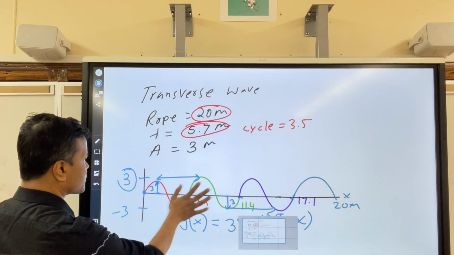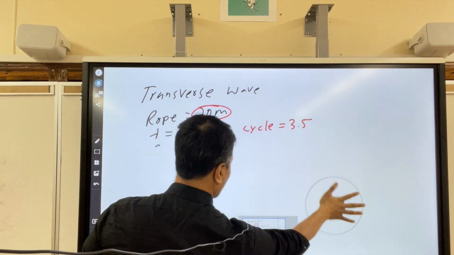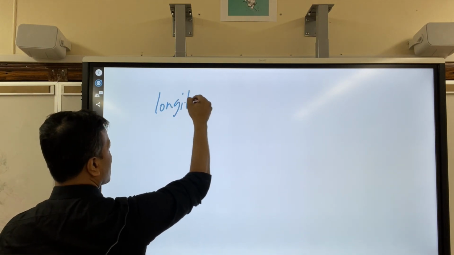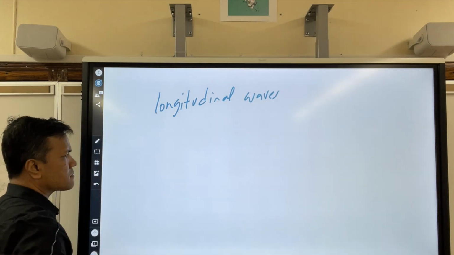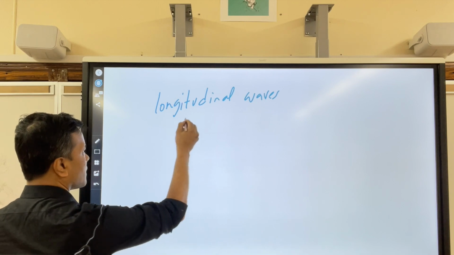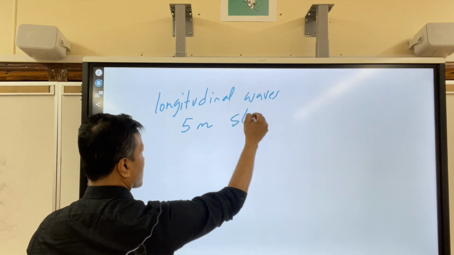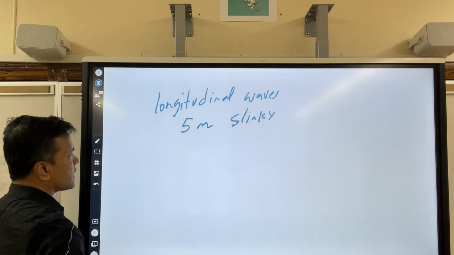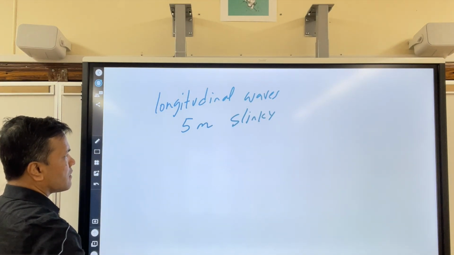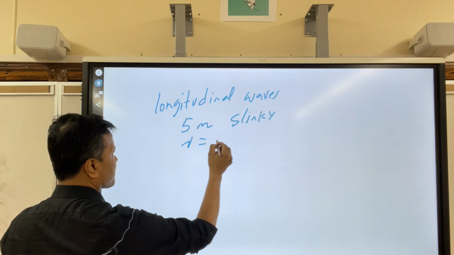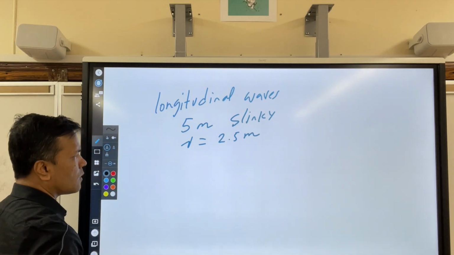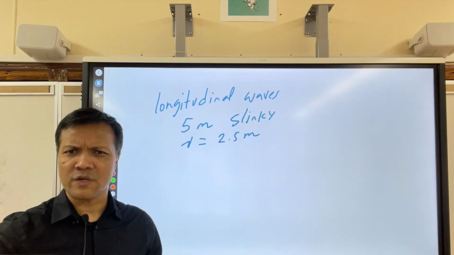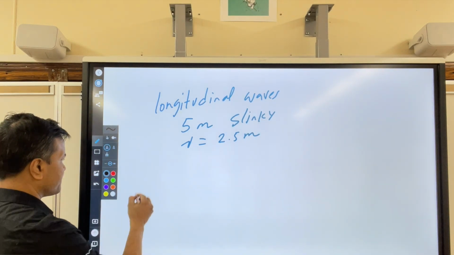Okay, now let's go over the longitudinal wave. Let's use a slinky, say a 5 meter long slinky. I want to give you lambda. Lambda is, let's say, 2.5 meters. I want you to draw the longitudinal wave. So let's draw it.